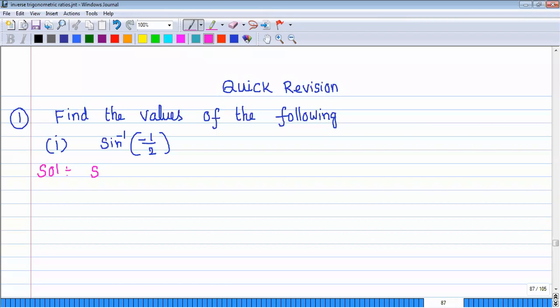Sine inverse of negative 1 upon 2. See, we have one formula: sine inverse of negative x is equal to negative sine inverse x. So this can be written as negative sine inverse 1 by 2.